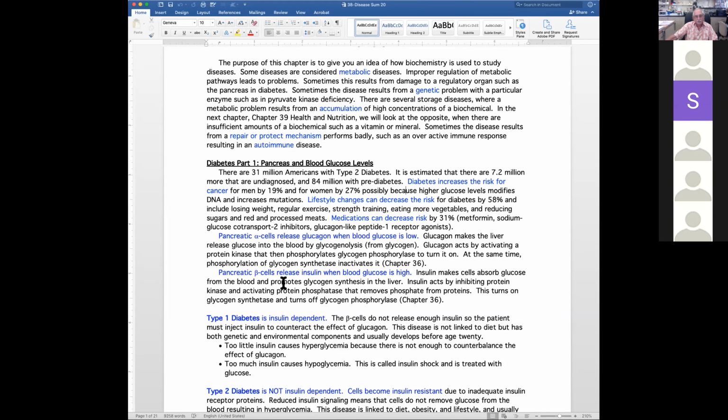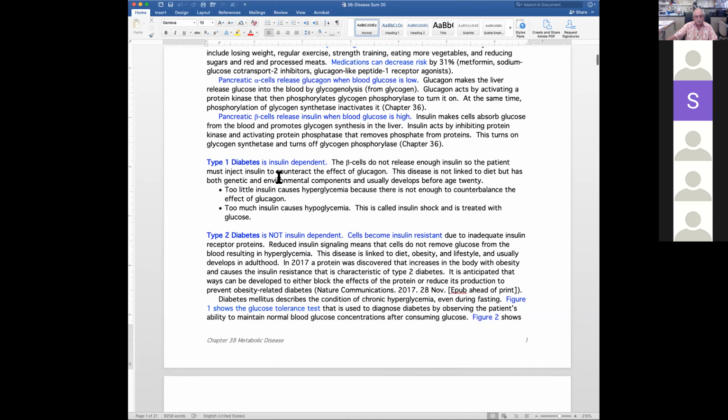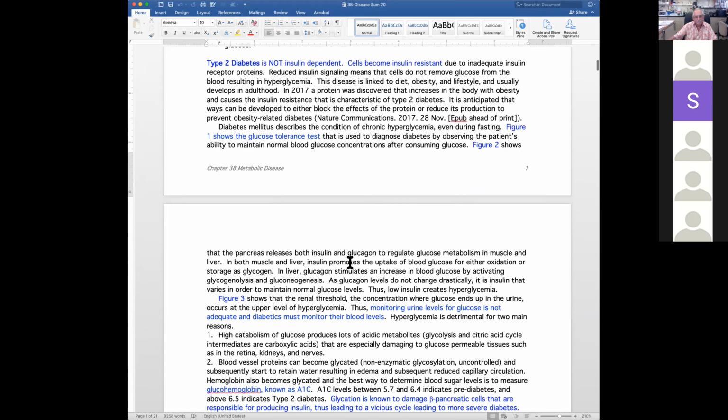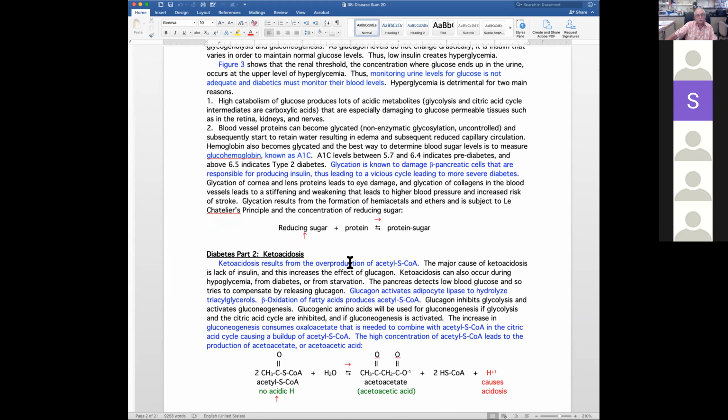So I think we know what pancreatic alpha and beta cells do. So type 1 is insulin dependent. Type 2 is more insulin resistant. That means that the cells don't have the receptors necessary to respond to the insulin. And the problem with high glucose is glycation. Okay, so this is known to damage beta pancreatic cells responsible for producing the insulin. So it's a vicious cycle.